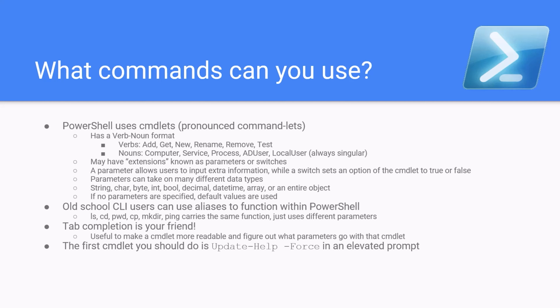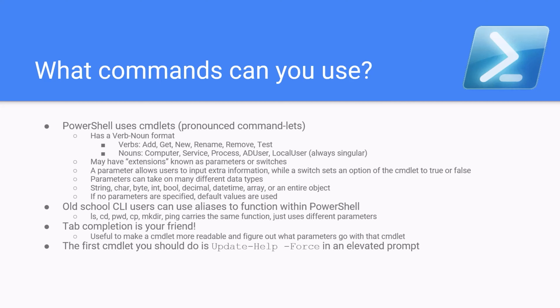Now, old school command line interface users can use alias to function with PowerShell. So things like ls, cd, pwd, cp, mkdir, and ping carry the same function, it just uses different parameters. And one of the biggest things I love about PowerShell that command prompt does not give you is tab completion. It's very useful to make your cmdlet more readable and figure out what parameters go with that particular cmdlet.